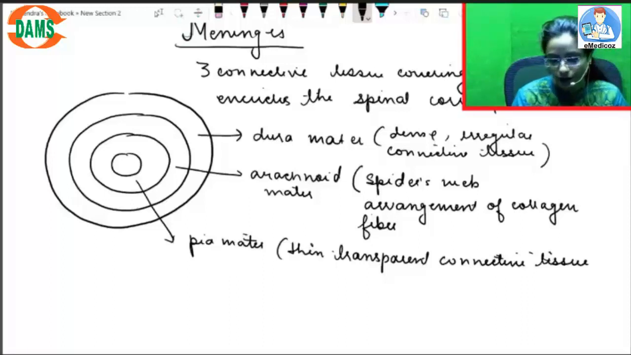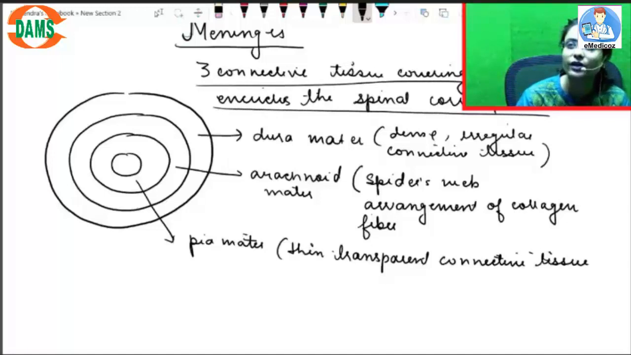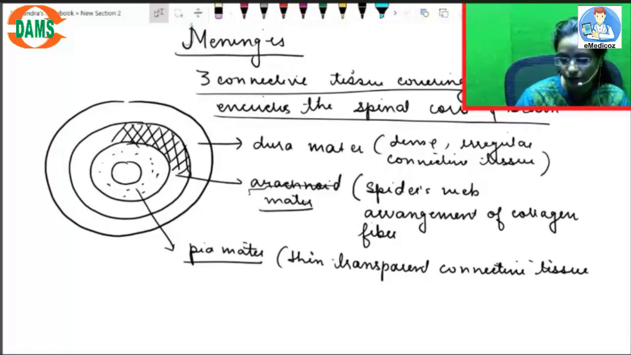So basically we have the meninges, and these are the three connective tissues that encircle the spinal cord and the brain. The first one is the dura mater. The second one is the arachnoid mater. Arachnoid mater means they are like spider web. And the third one is thin and transparent, the pia mater: arachnoid mater, pia mater, and dura mater.